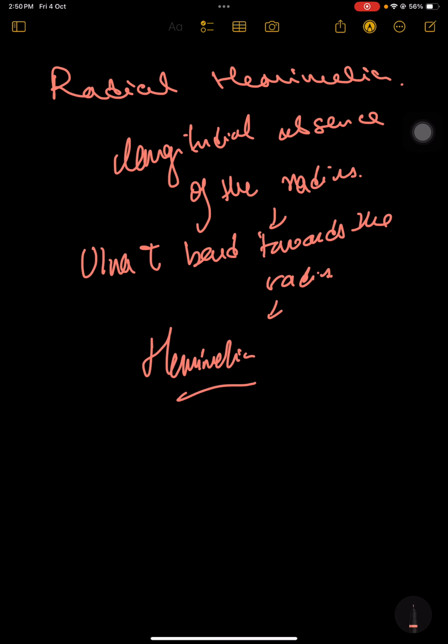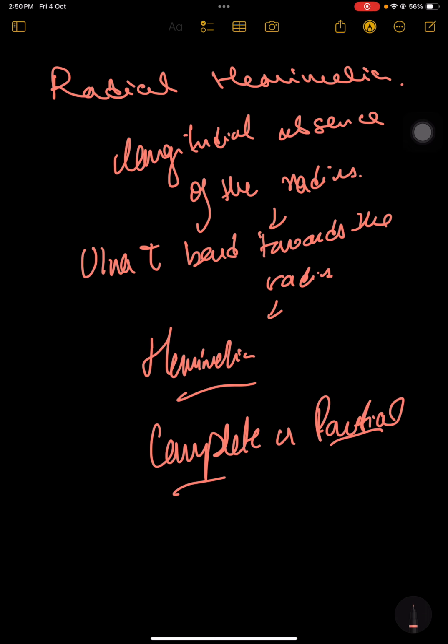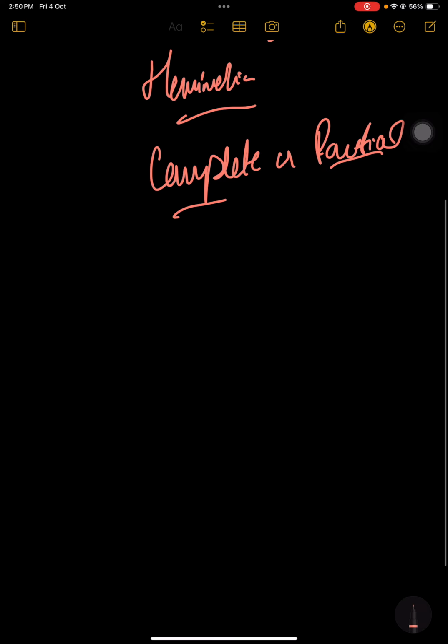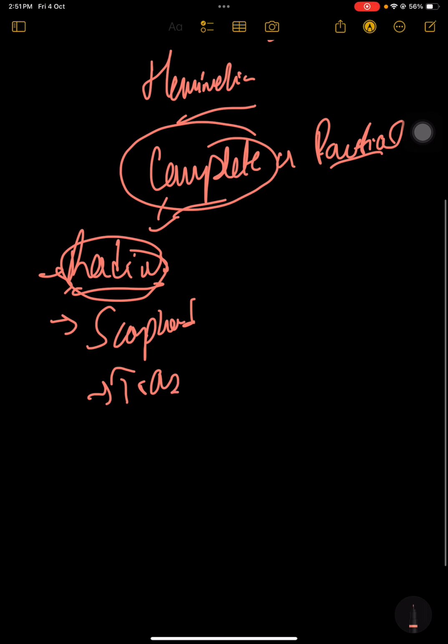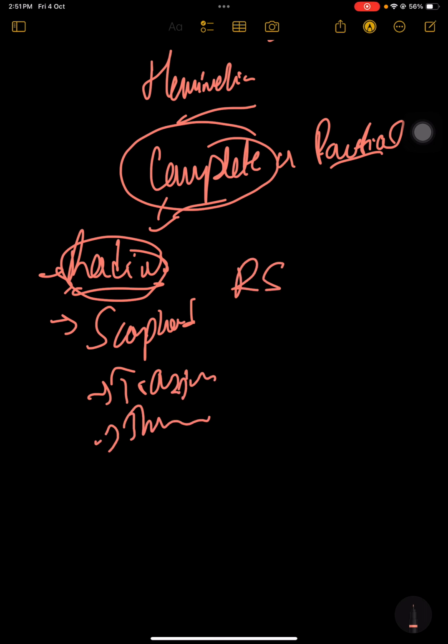And in hemimelia, there might be a complete or a partial hemimelia. So if it's a complete hemimelia, all of the radius and towards that axis. Okay, so radius, scaphoid, trapezium, and thumb. Okay, you can remember RSTT. Okay, radius, scaphoid, all that area, towards that area.